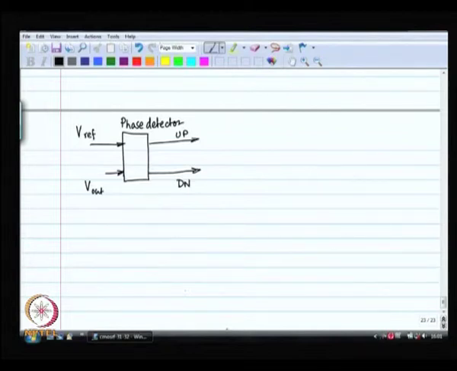Up means that the Vref is running fast, so I need to make the plant run faster. I need to speed up the plant. Down means that Vout is running too fast, I need to slow down. That is why the terminology is also up and down. In the books you will see up and down, not +1 and -1. But really these two signals are digital codes for +1 and -1, together they make a digital code.